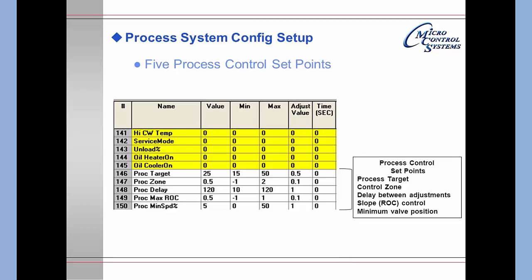There is also an overriding set point called rate of change. This is actually the slope of the line of the process target temperature. And if we exceed more than that value, then we are telling the system if we're moving in the right direction to hold so that we don't overshoot the target either above or below. And the last set point, 150, is the minimum percentage that we're going to operate the valve at.